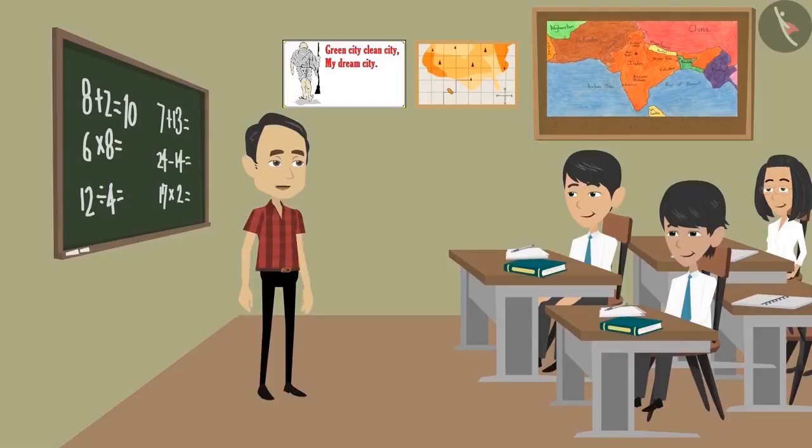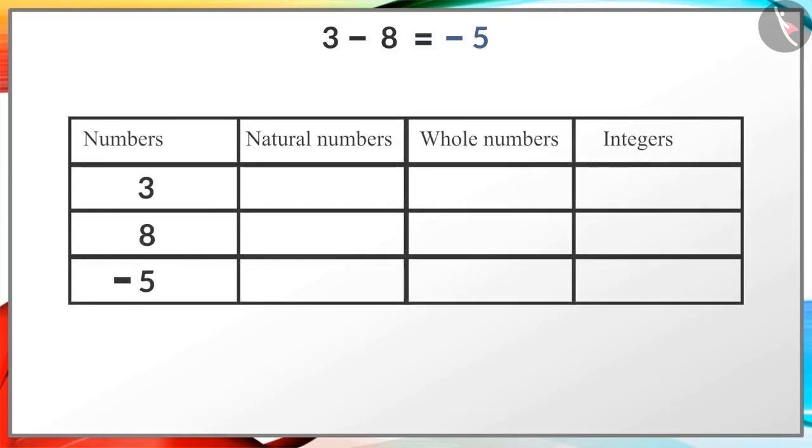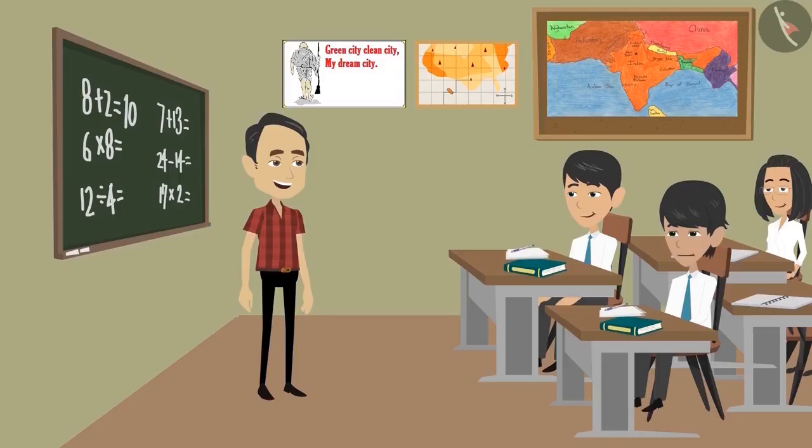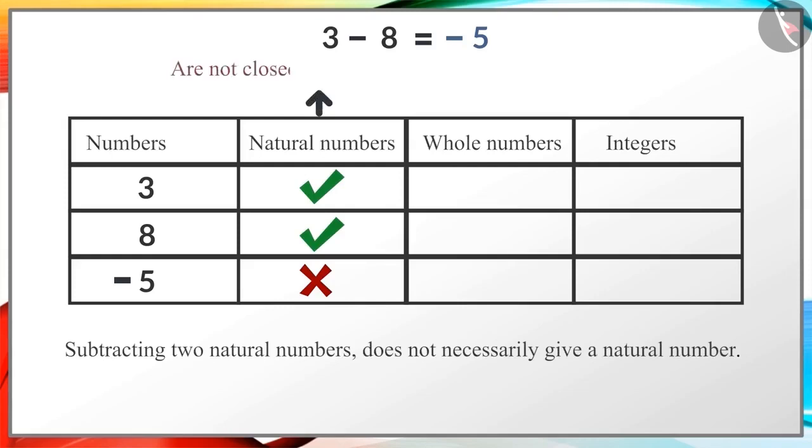Children, subtract 8 from 3. Sir, the answer is -5. Well done, Rahul. Children, now look at this table. Here 3 and 8 are natural numbers. But the answer obtained by their subtraction is not a natural number. Children, by looking at this table, you can say that subtracting two natural numbers does not necessarily give a natural number. Sir, it means that natural numbers are not closed under subtraction.